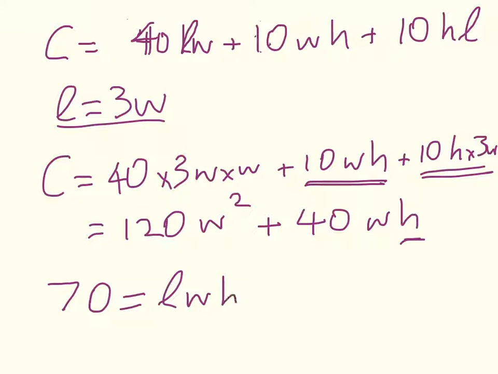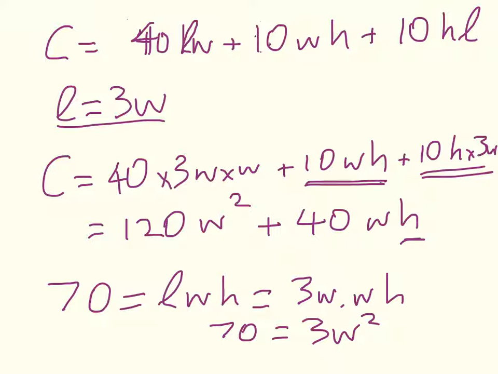So 70 is equal to LWH, which is equal to 3W times WH. So 70 equals 3W squared H. So I can use that expression to make H the subject and then eliminate the H terms. Okay, so try that now.